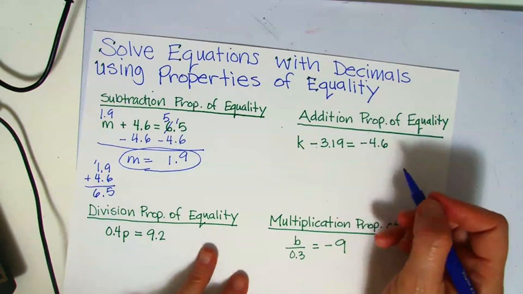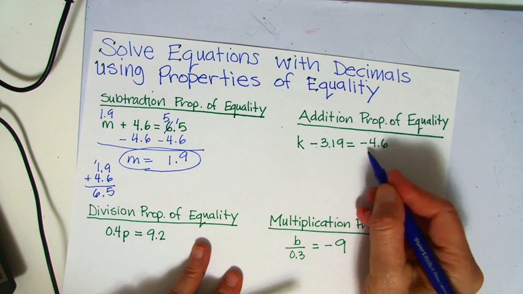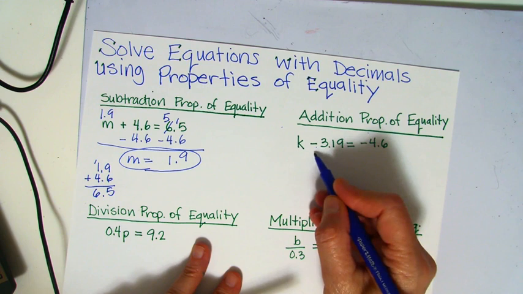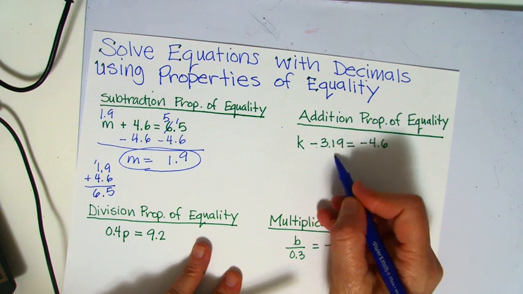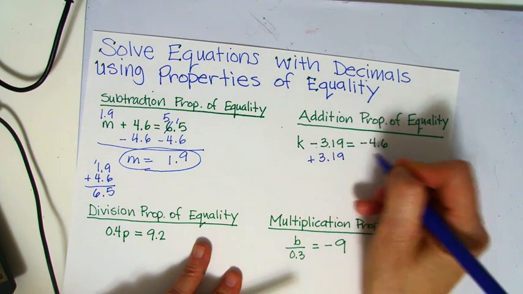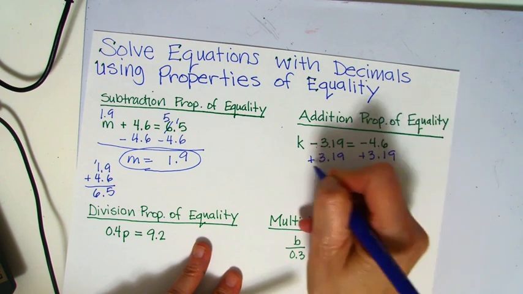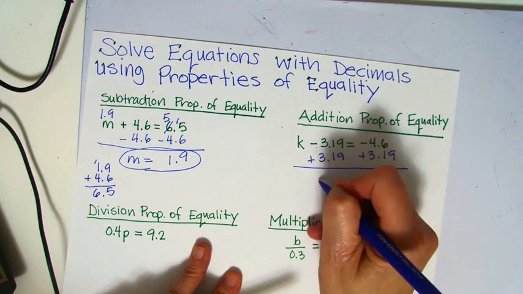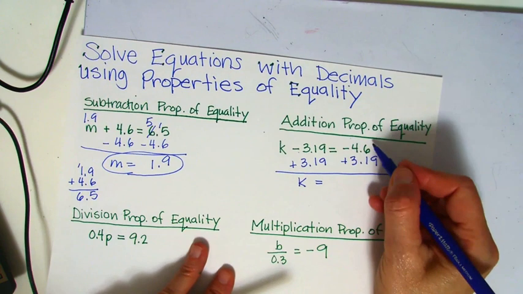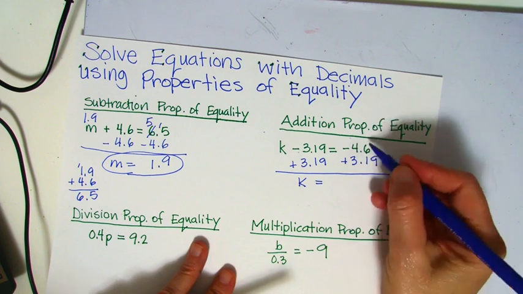For the addition property of equality example, we have k minus 3.19 equals negative 4.6. Instead of subtracting, I'm going to add 3.19 to both sides. I'm adding a positive with a negative, so I'm really going to be subtracting.